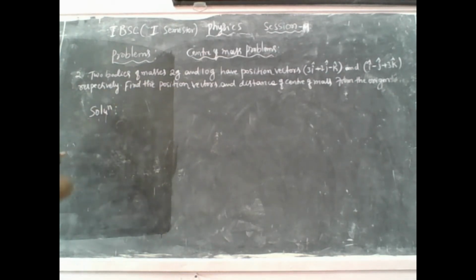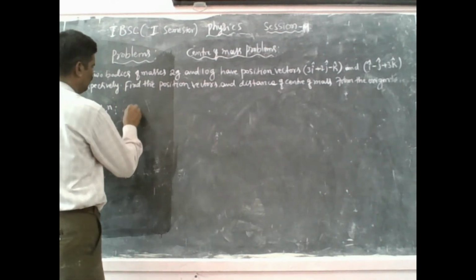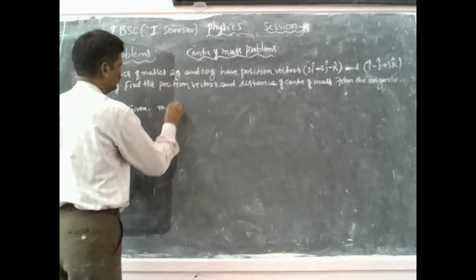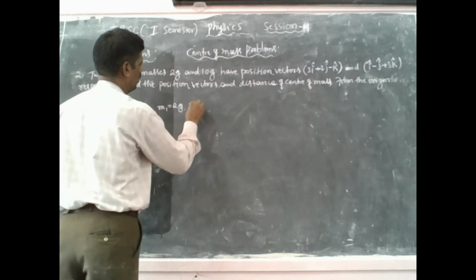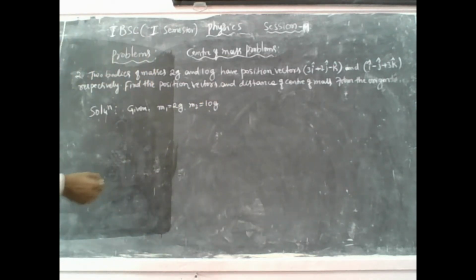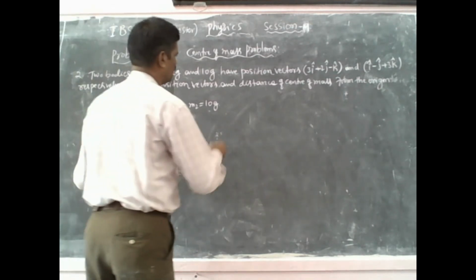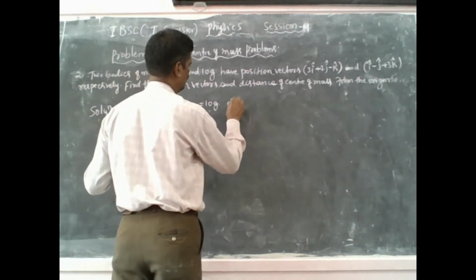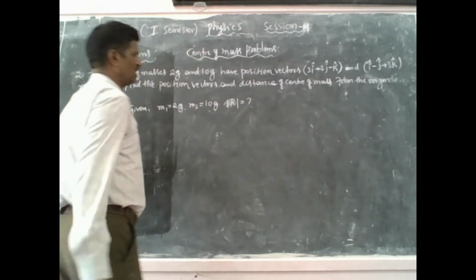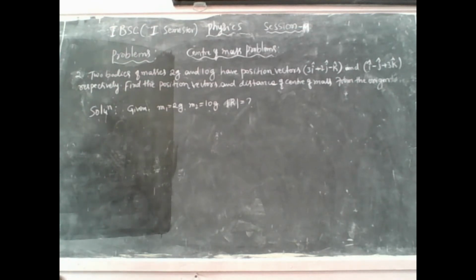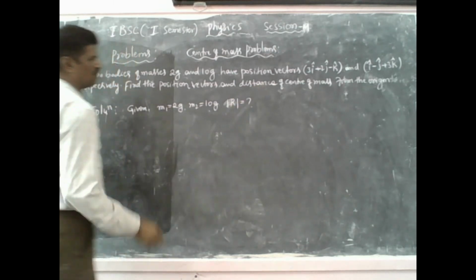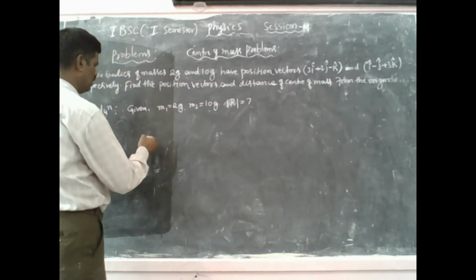So we have to collect the data from the equation. Given m1 equals 2 gram and m2 equals 10 gram. Isn't it? And what is the distance? d equals r equals how much? Magnitude of r from the center of mass. Position vectors and distance of center of mass from the origin. Okay.